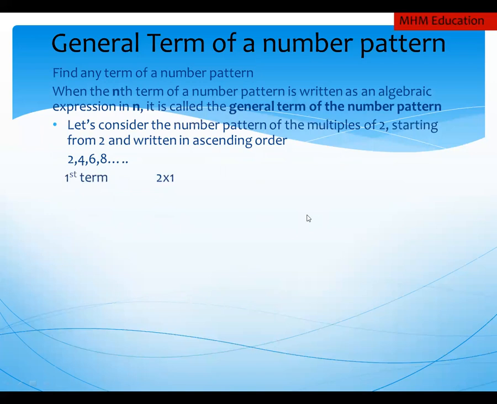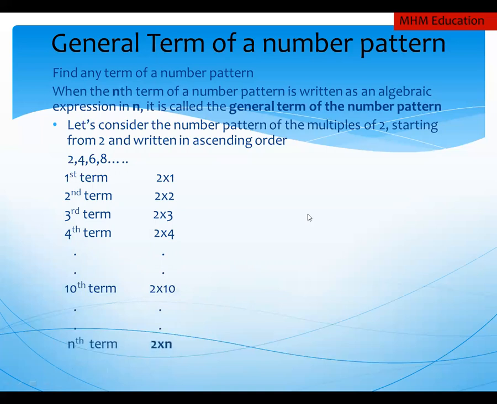Here, the first term is 2 into 1. The second term is 2 into 2. The third term is 2 into 3, and so on. The fourth term is 2 into 4. The 10th term is 2 into 10. Similarly, the nth term here is 2 into n. So the common format for the general term of this number pattern is 2n.